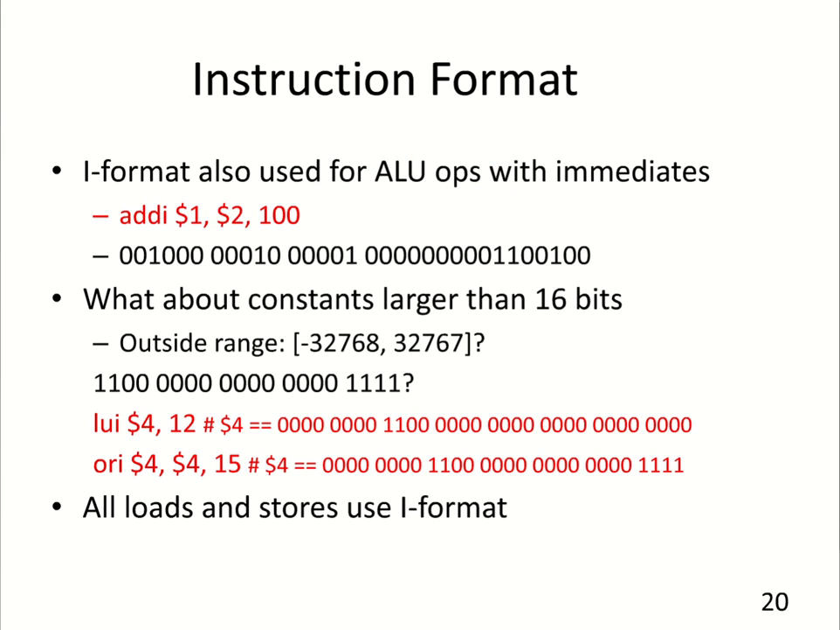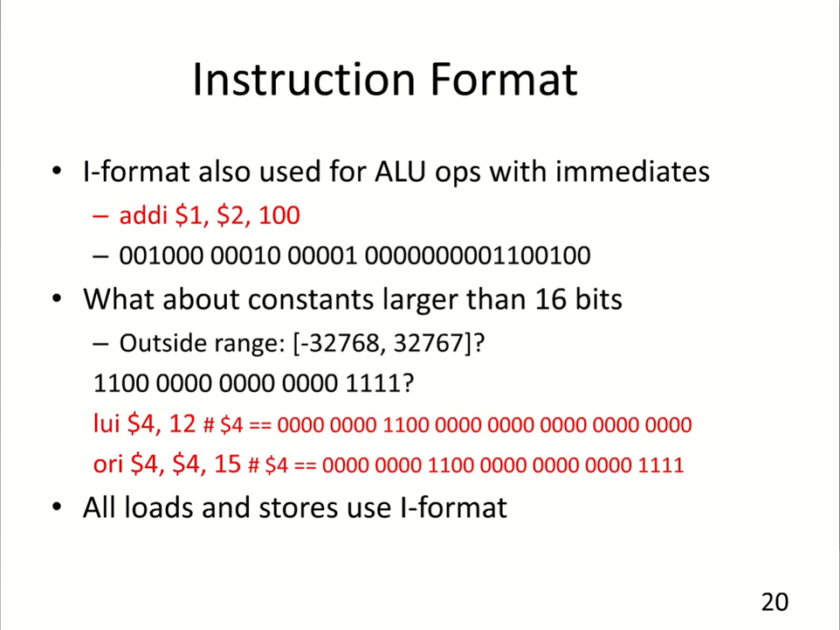The I format is also used for ALU operations that have immediate arguments. So for example, if I have an instruction that wants to add the immediate value 100 to register 2 and store the result in register 1, I can specify that using the binary encoding shown here for that instruction. One of the questions that arises here is how do we deal with constants that are larger than 16 bits? In other words, ones that fall outside the range shown on the slide here.